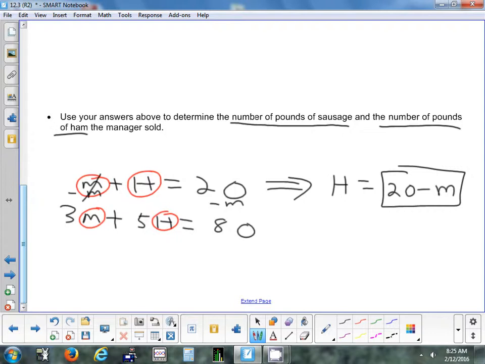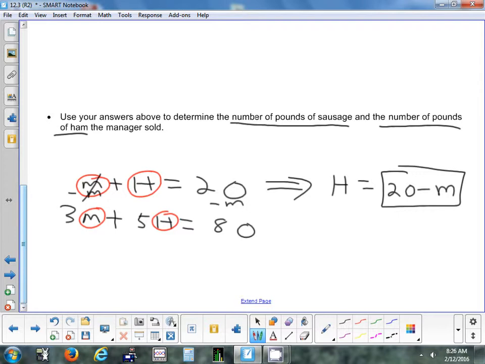Okay, don't think about it in terms of sausage and ham anymore. Just think about it, okay, we have 2 equations. We just have to solve them. We can forget about the word problem now. All we're doing is moving the M to the other side by subtracting. 20 take away M on the right, and then H on the left.